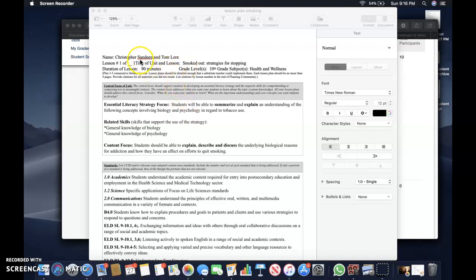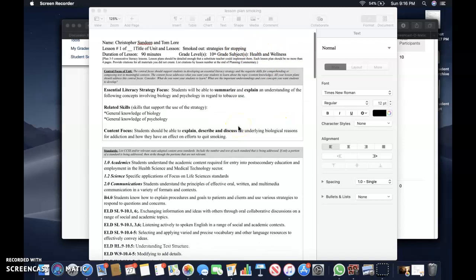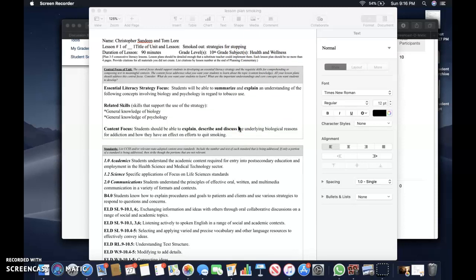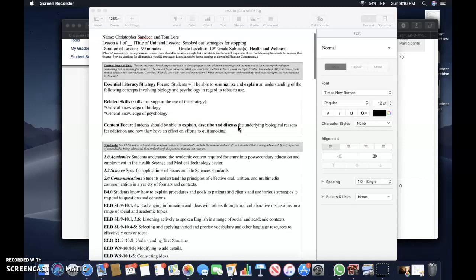Me and Chris were given the assignment to do a lesson plan on smoked out strategies for stopping. I think the idea of this was just to practice going through and putting things into this lesson plan.